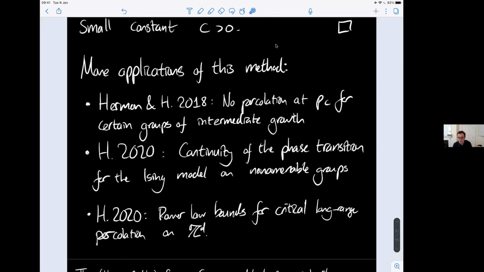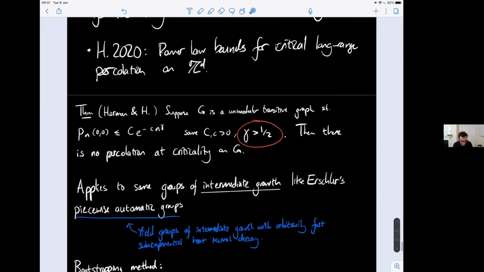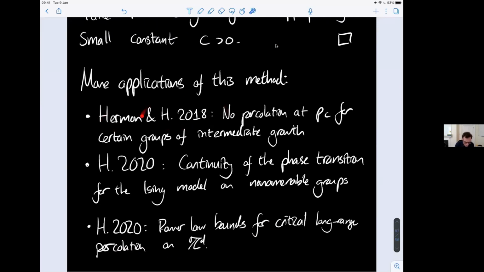In the remaining time, I wanted to maybe explain some of the ideas in this paper with Jonathan, where we showed there's no percolation at p_c on some groups of intermediate volume growth. This will give you a better idea of how this sort of argument works in a more difficult setting, and then I can say more about the challenges on Z^d.